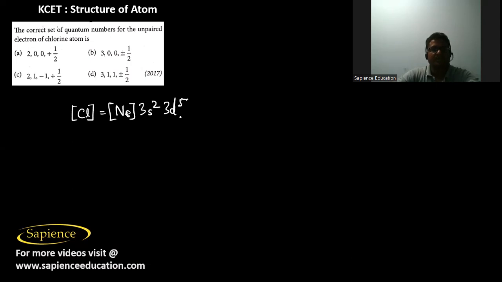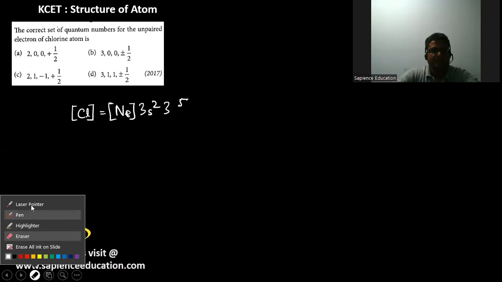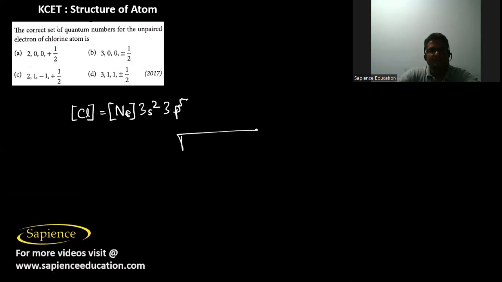So here the unpaired electron is in the 3p orbital, sorry, it is 3p5. So here we have 3 orbitals in 3p, and we have one unpaired electron here. So we can say it is in shell number 3, so n equal to 3 here.